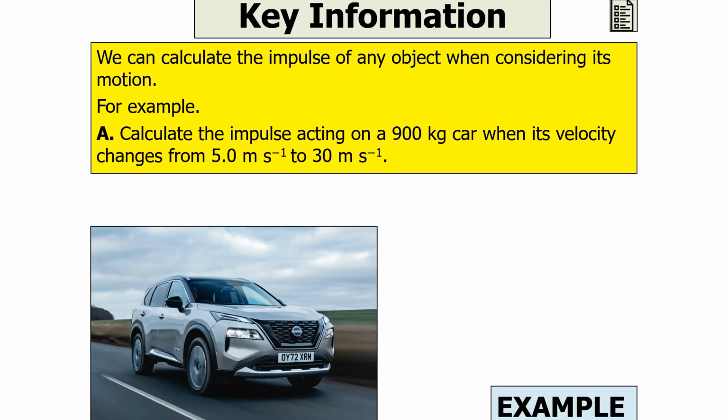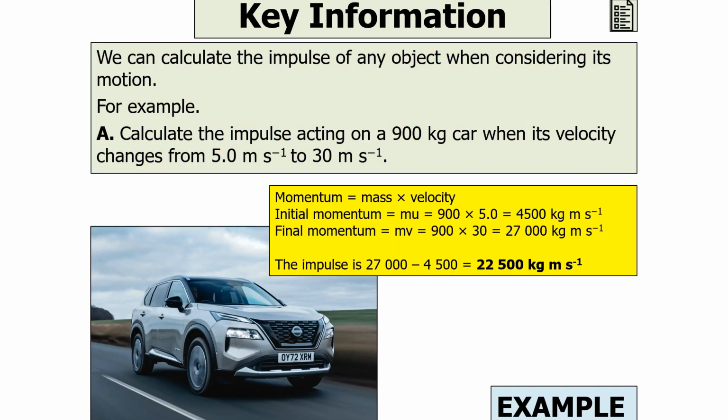So for example, we can calculate the impulse of any object when considering its motion. Calculate the impulse acting on a 900 kilogram car when its velocity changes from 5 meters per second to 30 meters per second. Now we know momentum is mass times velocity. The initial momentum is 900 times 5, which is 4,500 kilogram meters per second. The final momentum is 900 times 30, or 27,000 kilogram meters per second. So the impulse is the change between the two values, which is 22,500 kilogram meters per second.